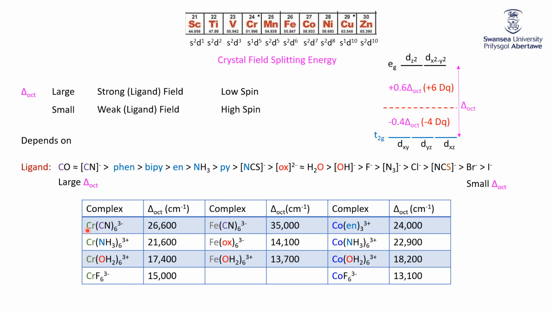So if we look at some chromium-3 complexes, we have cyanide. Cyanide is a very strong field ligand, so a large delta oct. There's the large delta oct. Then we have ammonia, then water. Ammonia is a stronger field ligand than water, and we can see that with the size of delta oct: 21,600 down to 17,400. And then after water, we have fluoride. Fluoride going down there into the weaker field ligands, and you can see the smaller delta oct.